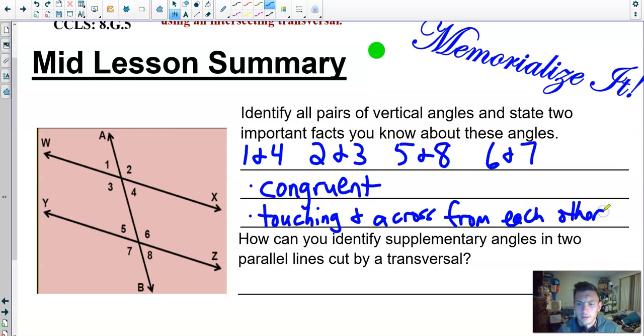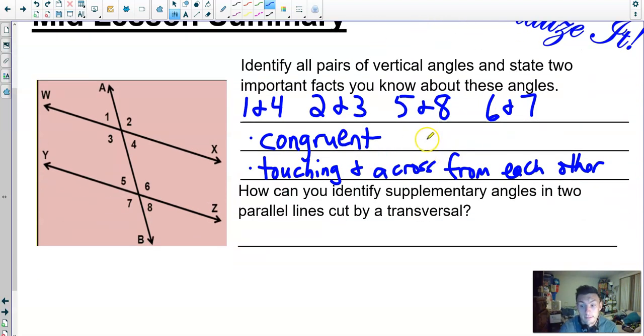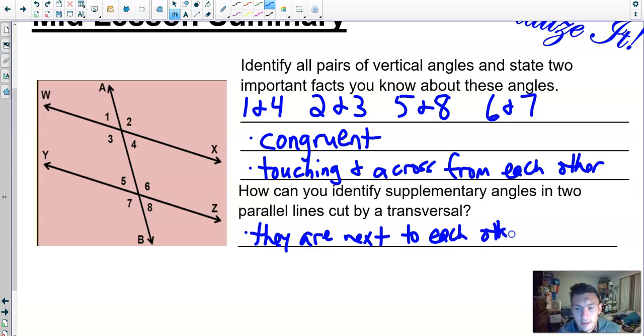And how can you identify supplementary angles in two lines cut by a transversal? Well, there's different ways. I'm going to say 2 ways. I'll say 3 ways, sorry. They are next to each other. Another word for next to each other in math is adjacent. Hopefully you remembered that word. I know every year there's a bunch of students who don't know that word, and I think that word is used less and less in real life. So then when you get to our class, you're not using it, but that's okay. We're still going to use it in math.